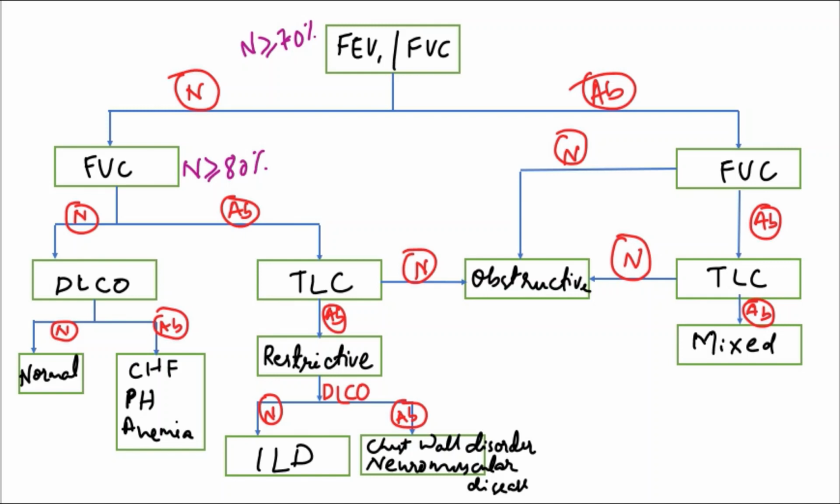So once we have deduced that the obstructive disorder is there, then we have to again do DLCO. If DLCO is normal, then we have to think in lines of asthma. But if DLCO is abnormal, we have to think of emphysema.